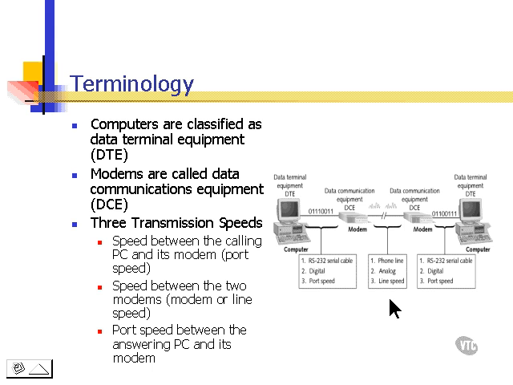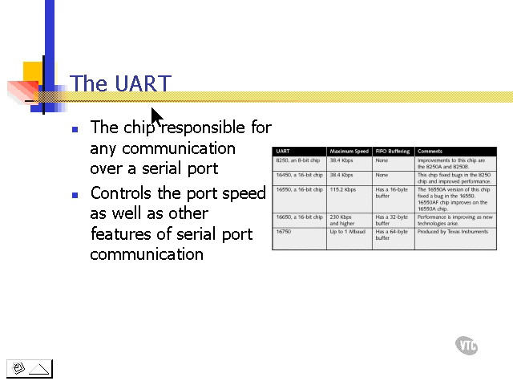But no matter how fast all of these speeds are, there's another chip that has to be able to keep up. This chip is called the UART, and UART stands for Universal Asynchronous Receiver Transmitter. And this chip is responsible for any communication over a serial port and controls the speed as well as the other features of serial port communication.